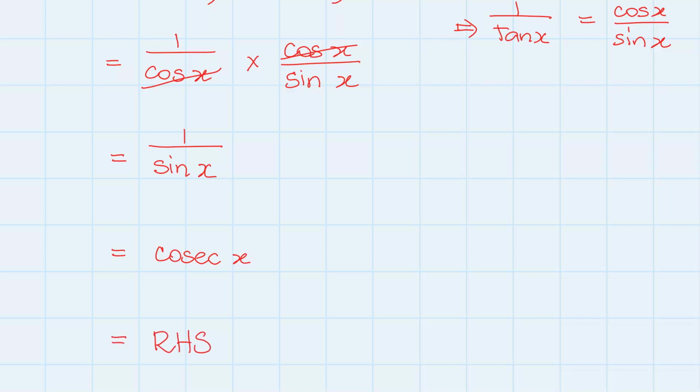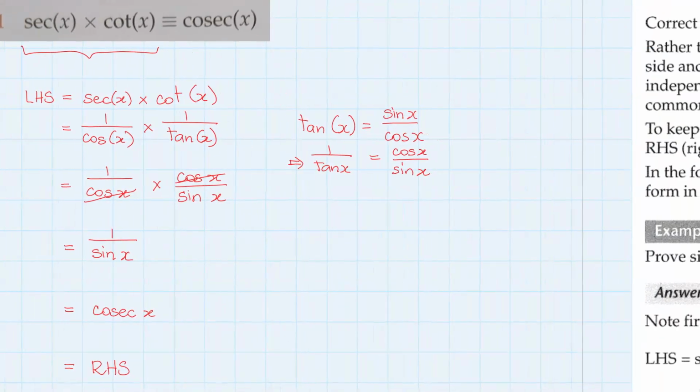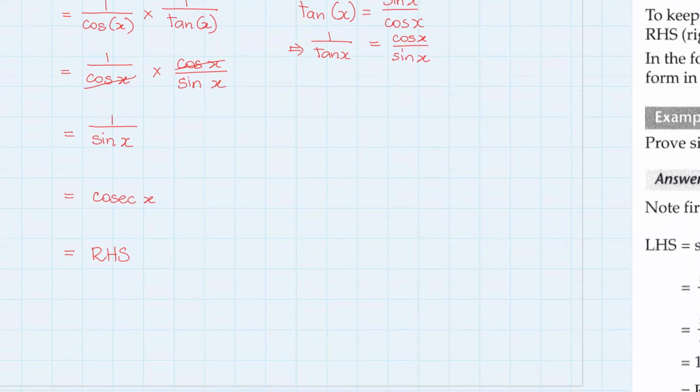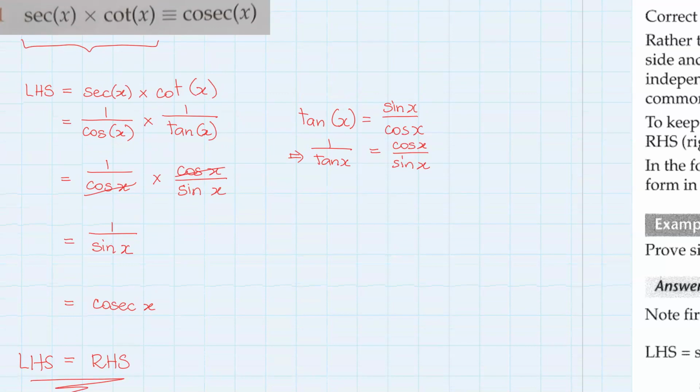And every time you do these kinds of problems, your final statement should always be the left hand side is equal to the right hand side, which is what I've done there. Okay, voila, I've proven that sec x times cot x is equal to cosec x.